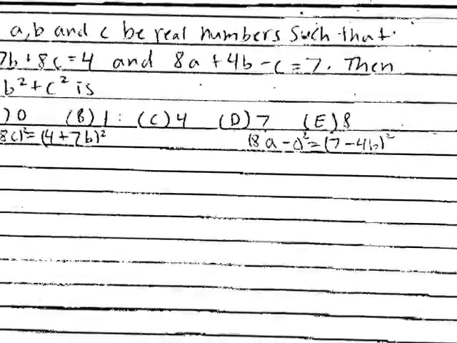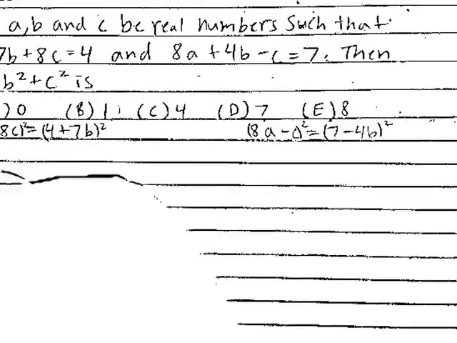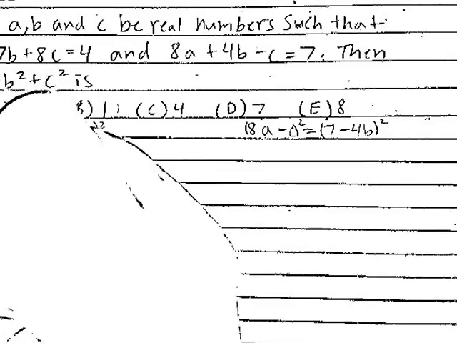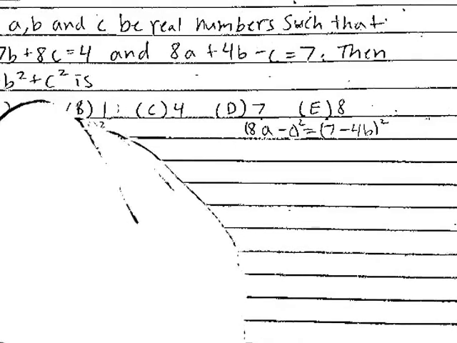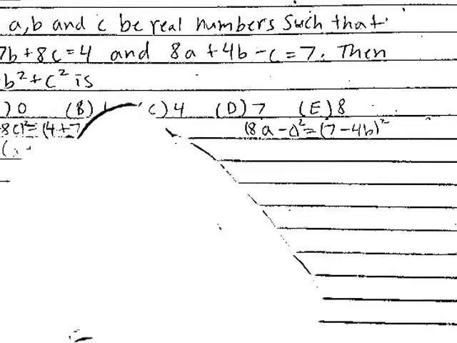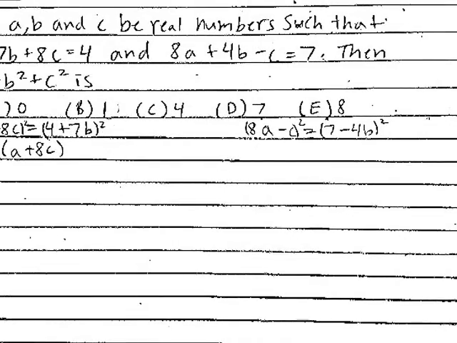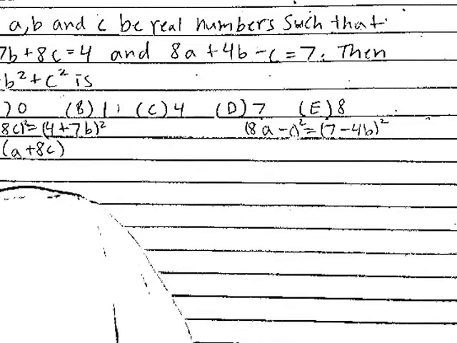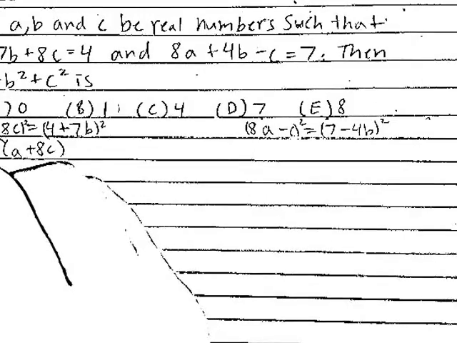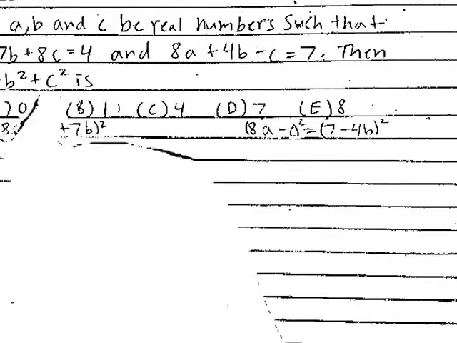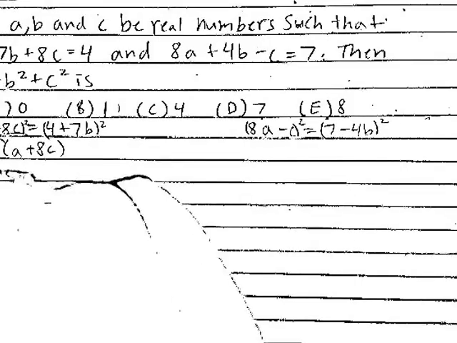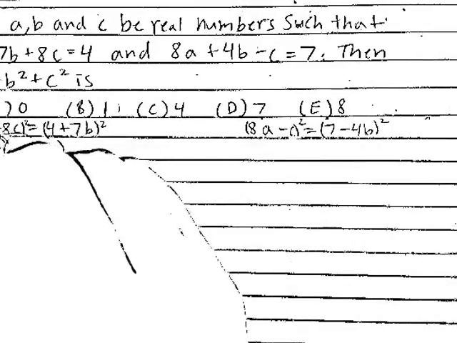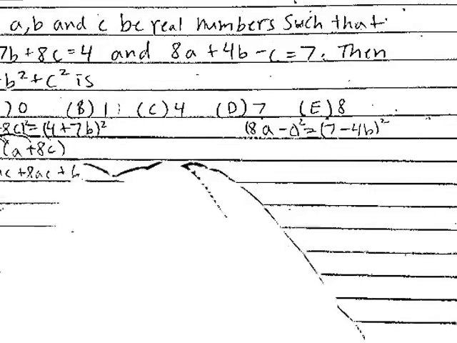And after I know that I have to square it, I'm just going to actually multiply them by each other. So A plus 8C times A plus 8C, and that by doing FOIL. So first, A squared, outer plus 8AC, inner plus 8AC, and last plus 64C squared.